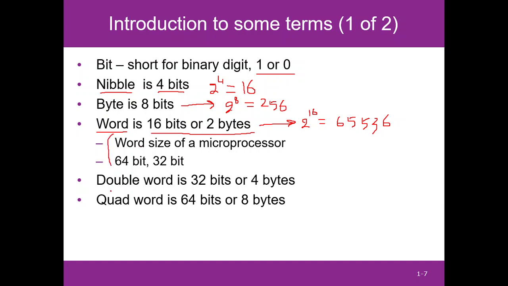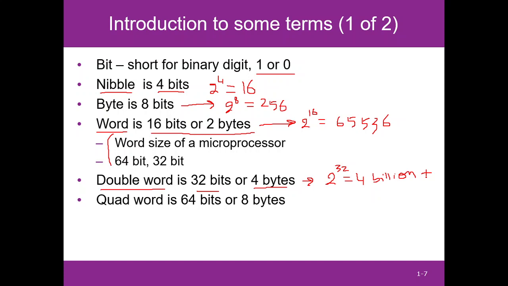Let us first complete. Then we have a double word. A double word is twice a word, which is twice 16 bits, or 32 bits, or 4 bytes. So it can store 2^32 different values, and that is more than 4 billion. It is 4 billion plus values that can be stored using a double word.